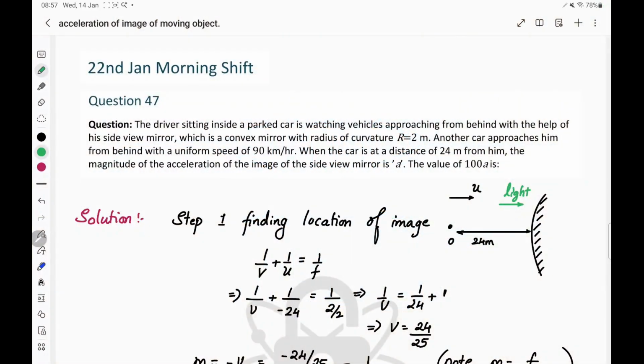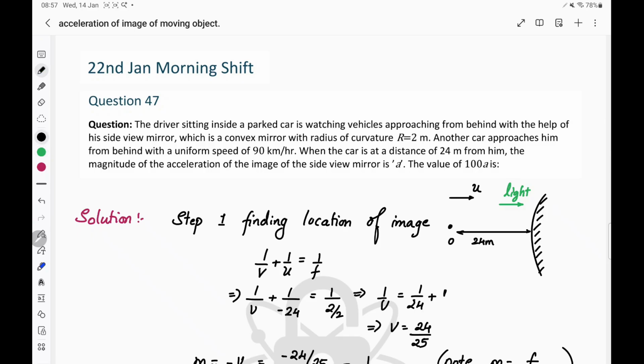Hello students, welcome back. Today we are doing a very important question from the JEE Mains 2025. This is a question regarding the acceleration of the image of a moving object in front of a spherical mirror. Easily this is the hardest question that JEE Mains has asked on ray optics. So let's begin with the question.